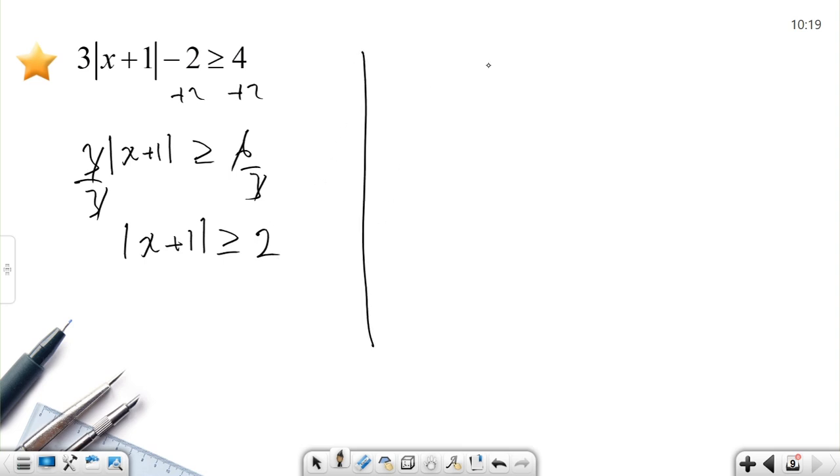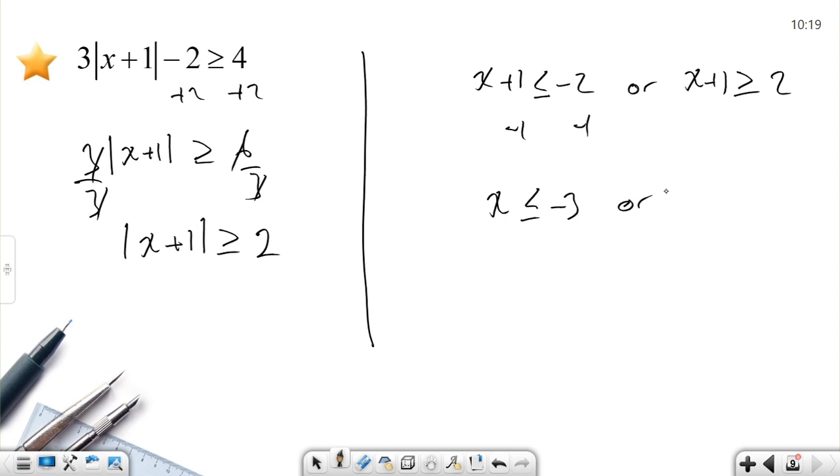That means x plus 1 must be less than or equal to negative 2, because there is an OR. Since it includes equal to, I can keep the equal sign: the distance can be equal to 2, and negative 2 has absolute value 2. Or x plus 1 is greater than or equal to 2. Subtract 1 from both sides. x is less than or equal to negative 3, or x is greater than or equal to 1. That's our solution set. You can graph it; don't forget the OR.